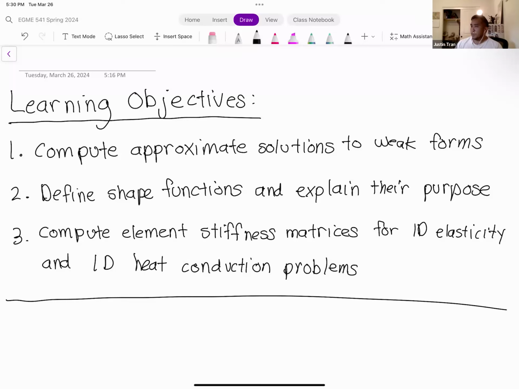Okay, so the plan for today: we have two more lectures this week, and then we have spring break. What I wanted to do today was finish up. I think we stopped in the middle of an example last week on approximate solutions to weak forms. So we're going to finish up that example first thing today, and after that we're going to start our next section on finite element form. Basically, how do we take our weak form of a differential equation that we talked about last time and turn it into a finite element problem? So how do we get element stiffness matrices, element forcing vectors, assembly, all that good stuff.